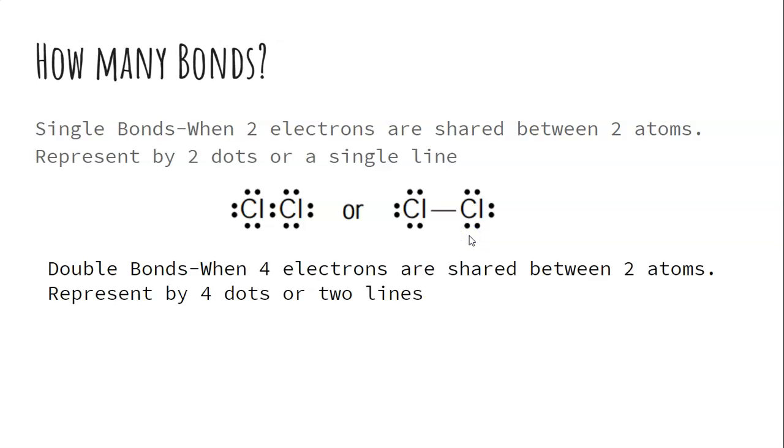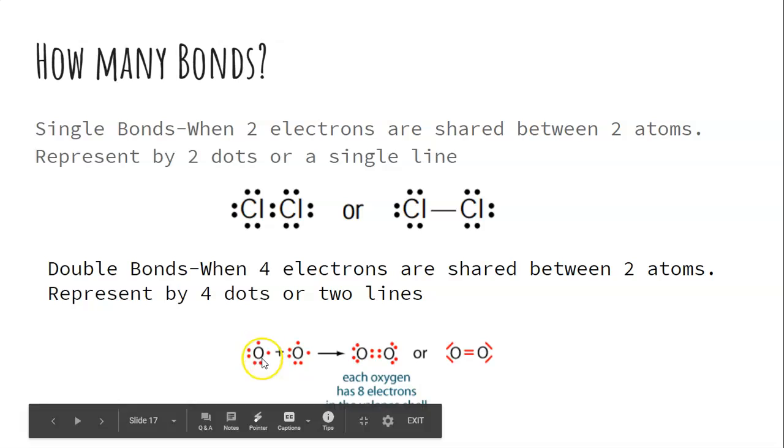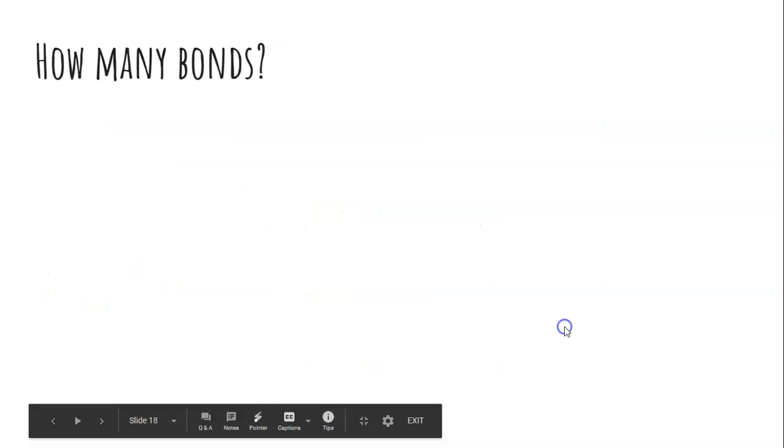Double bonds are when 4 electrons are shared between 2 atoms, and they're represented by 4 dots or 2 lines. So here we have our oxygen, and you can see here that they're sharing 4 electrons, or you have your 2 sticks in the middle.